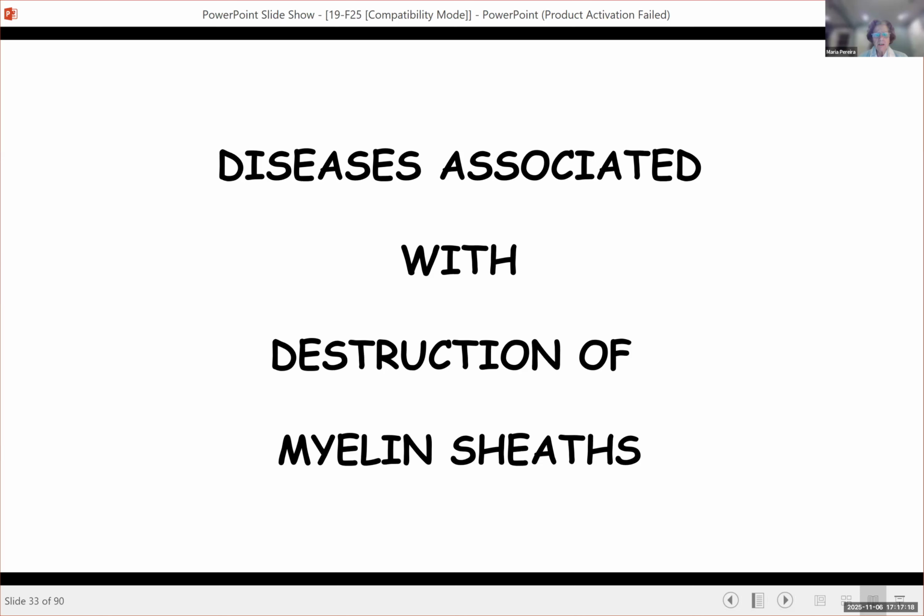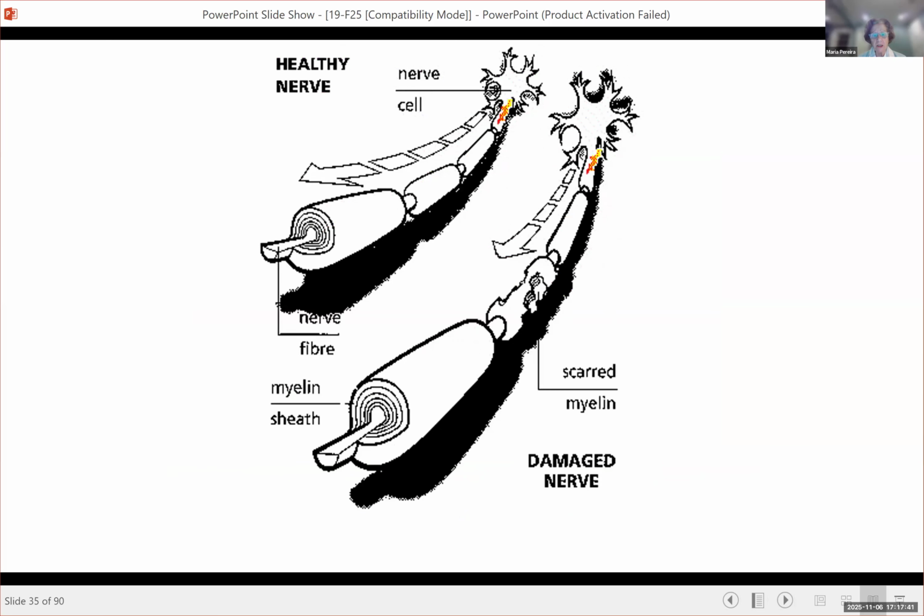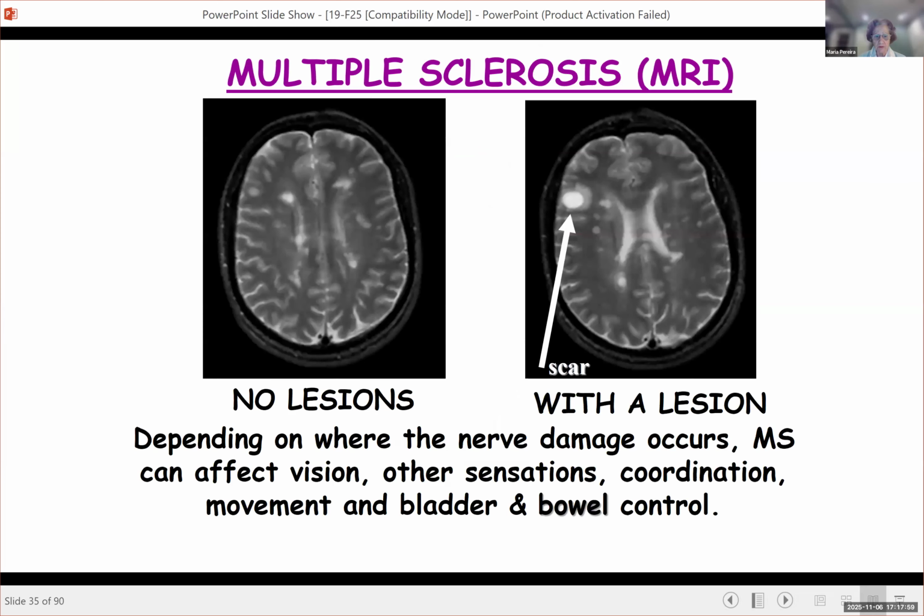Okay, so there are a certain number of diseases that are associated with problems with myelination. First, multiple sclerosis. We already talked about this, that this is an autoimmune disease where our own white blood cells destroy the myelin sheaths. And this, of course, has a major effect on the propagation of the action potential, because now this axon where the myelin sheath is damaged will not conduct the action potential at such speed and in such a proper manner. So that's why you have these problems in multiple sclerosis.